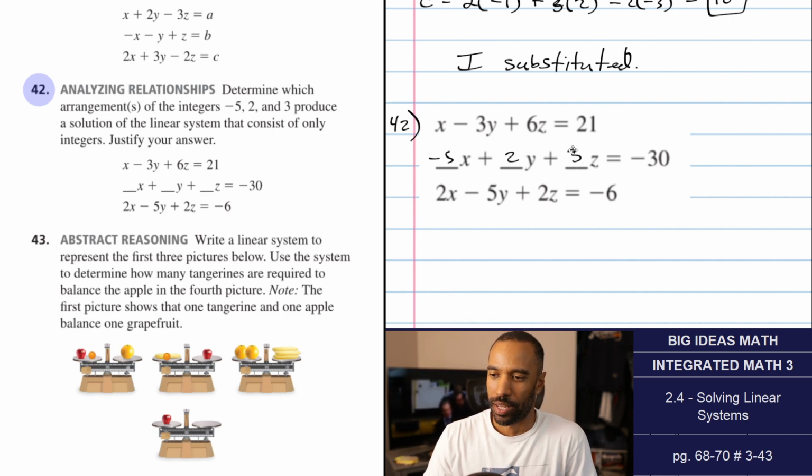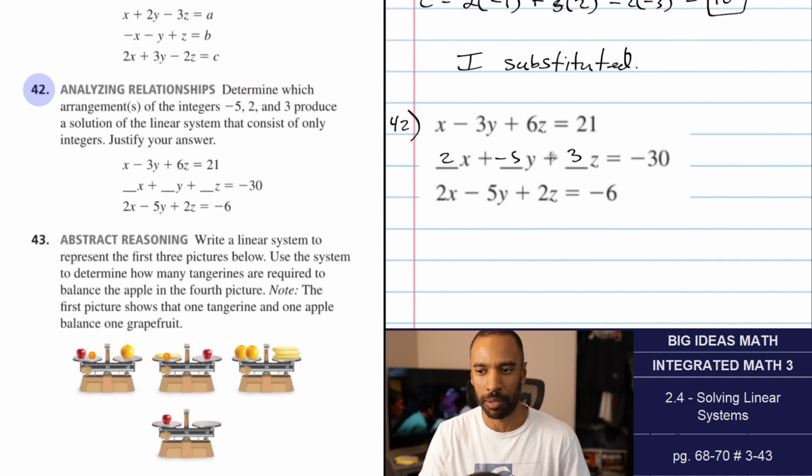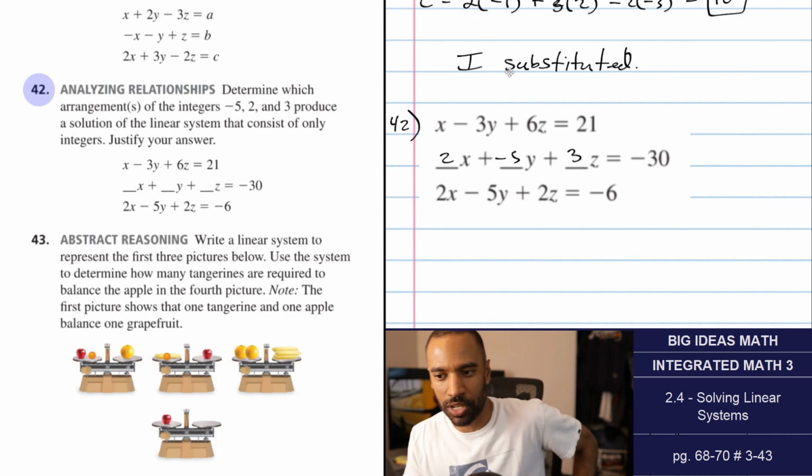Is there a fast way to do this? Because I don't want to do this every time until I get one that consists of only integer answers. It says determine which ones. I'm more curious in looking at this, because these two are going to be the same this way. So I'm interested in trying one that can eliminate faster and just solve for z.